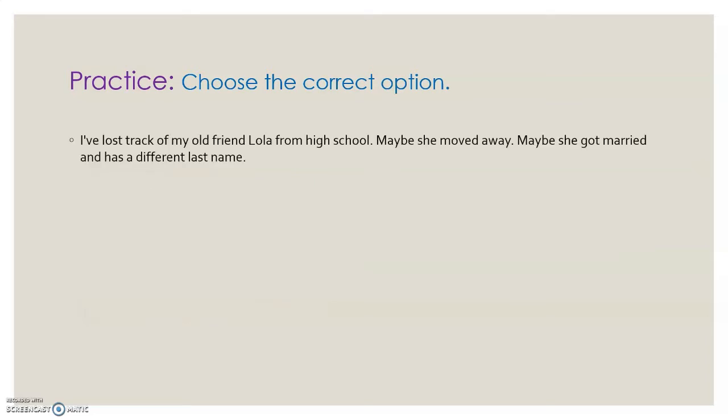Here's another one. I've lost track of my old friend Lola from high school. Maybe she moved away, maybe she got married and has a different last name. She could have moved away, or she must have moved away. Correct answer is she could have moved away, because I am not sure.